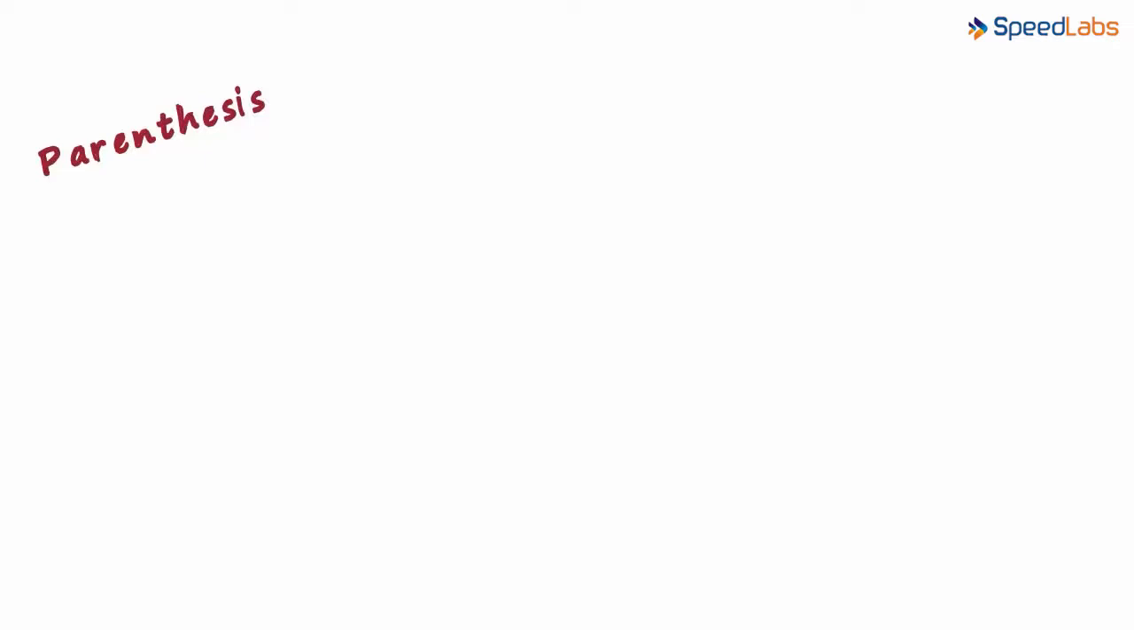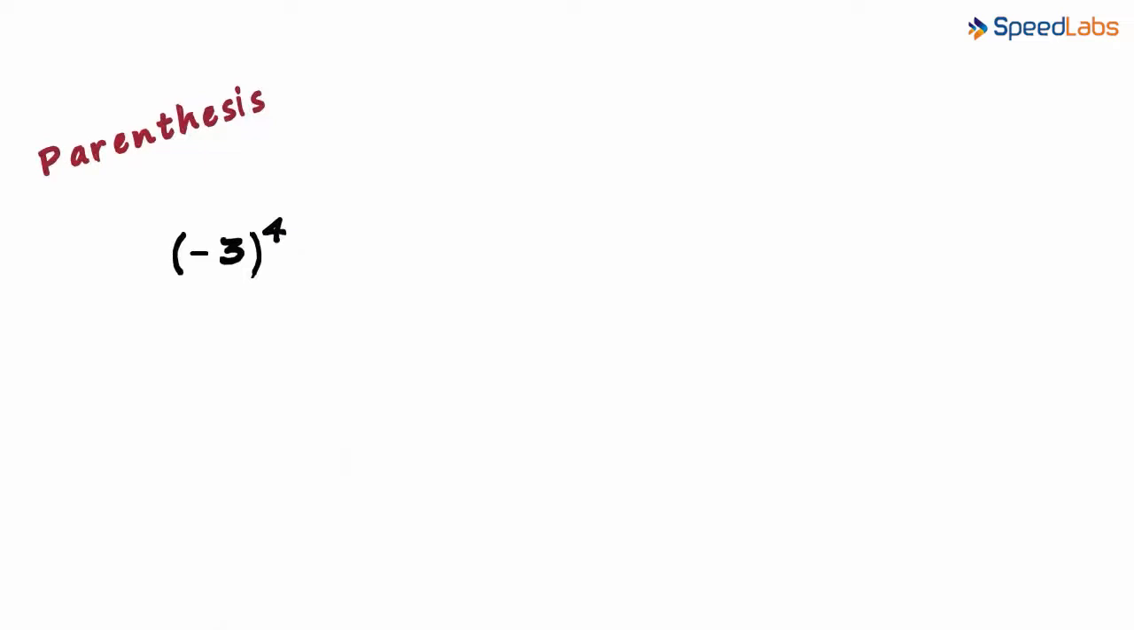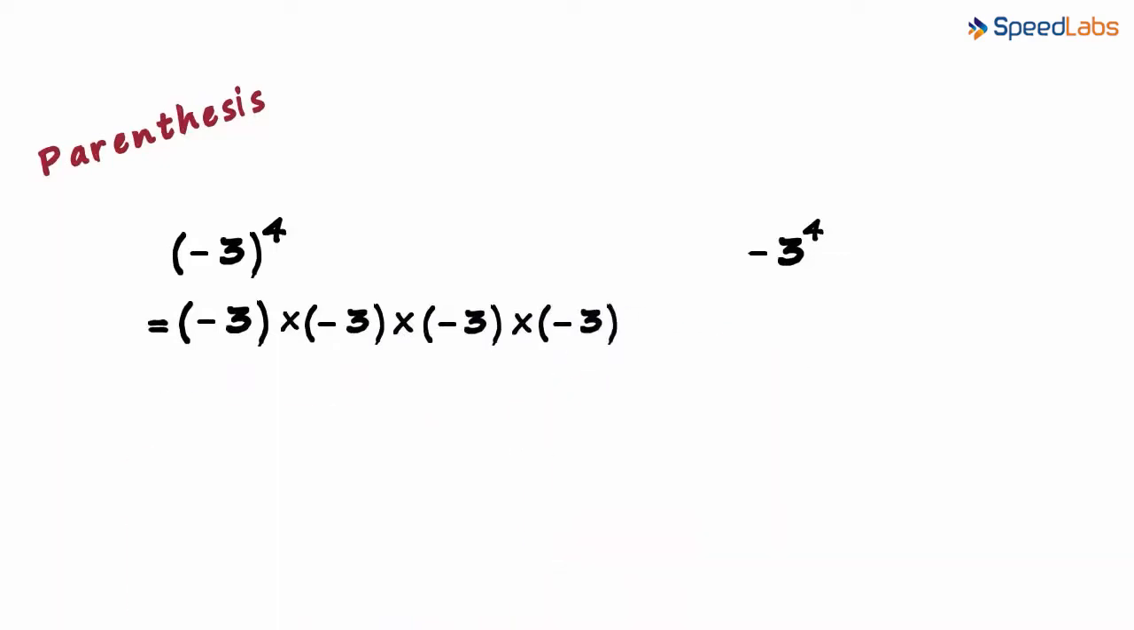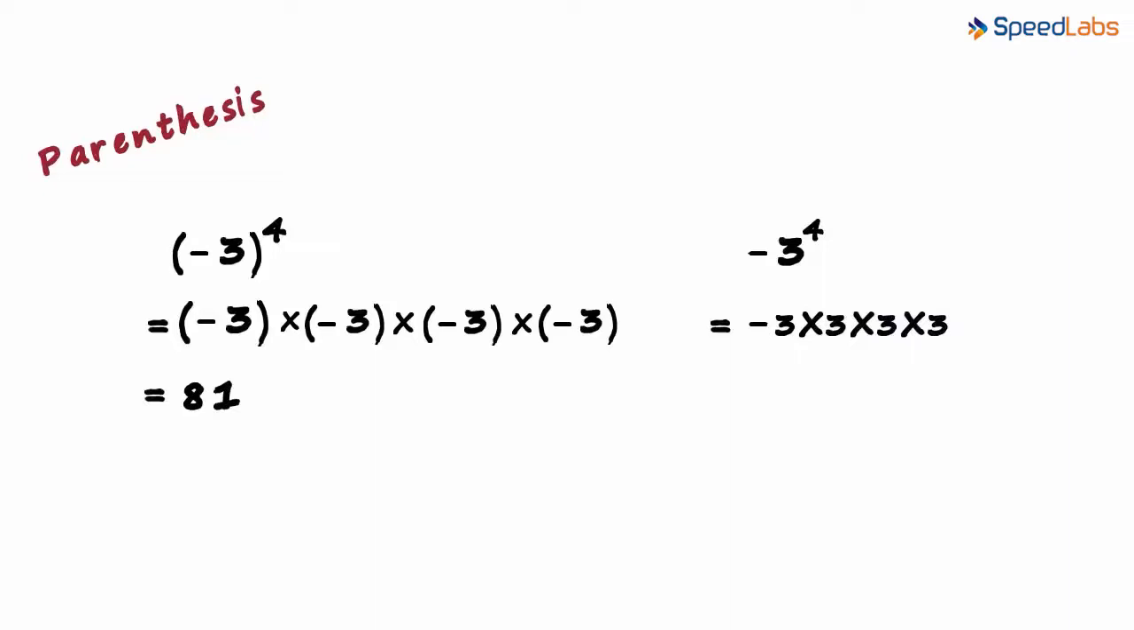Look at these two exponent forms. Minus 3 in parentheses raised to 4 and just minus 3 raised to 4. This can be written as minus 3 multiplied by minus 3 multiplied by minus 3 multiplied by minus 3. That would equal 81. And this can be written as minus 3 multiplied by 3 multiplied by 3 multiplied by 3, which equals minus 81. In the second case, the minus sign does not get locked with 3 since we have not included the parentheses. The second case hence will not be considered a negative base exponent.